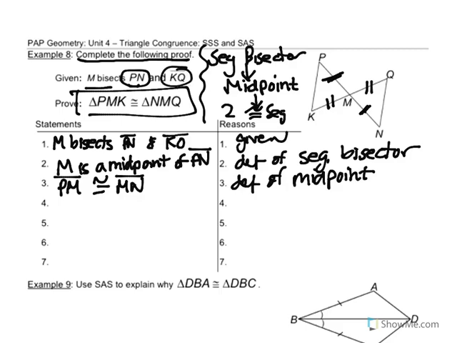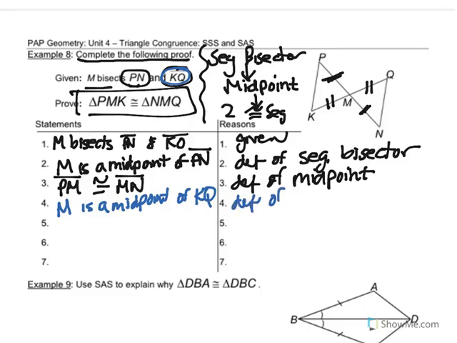And now we're going to have to go through the same statements again using KQ. And so we'll say M is a midpoint of KQ. How do I know that? Definition of a segment bisector. And what do I know as a result of that? We know that KM is congruent with MQ. Definition of a midpoint.